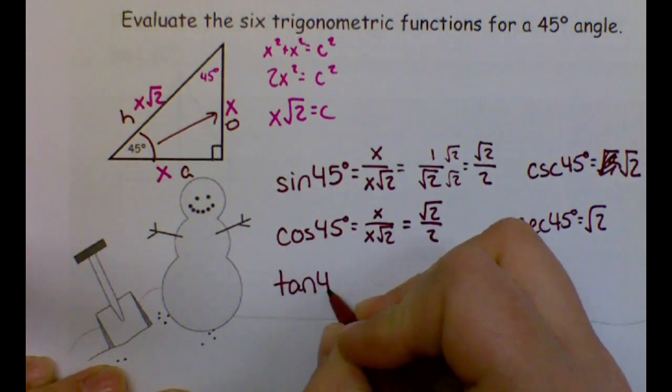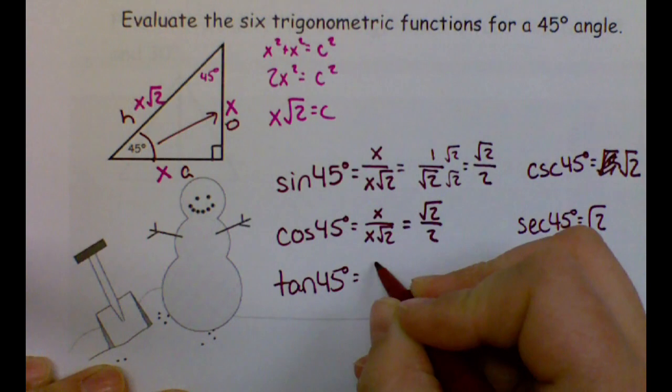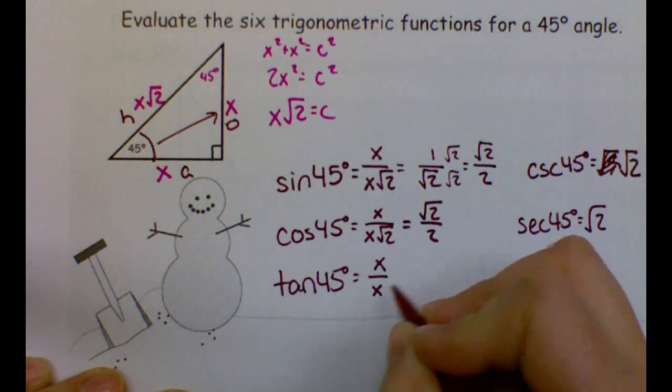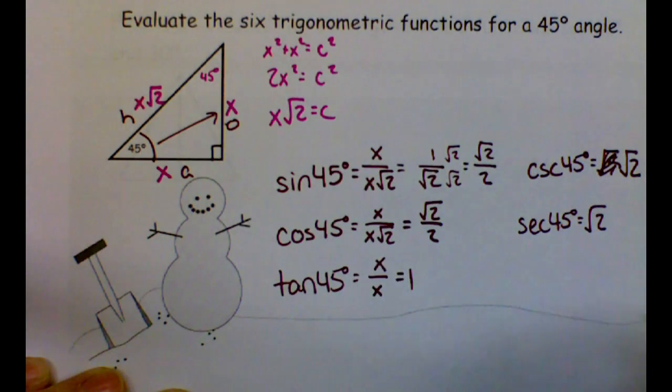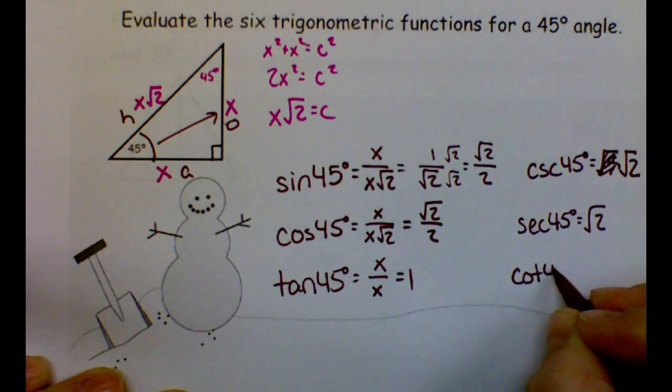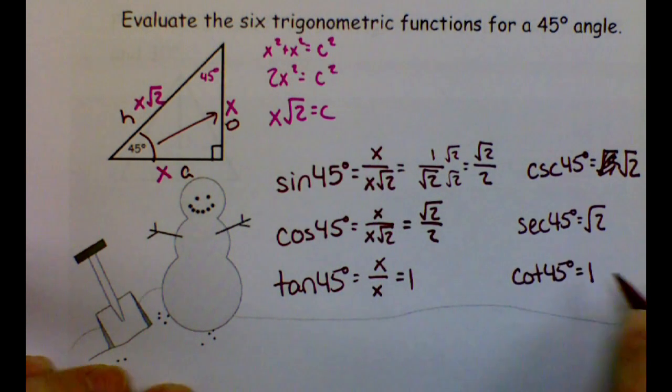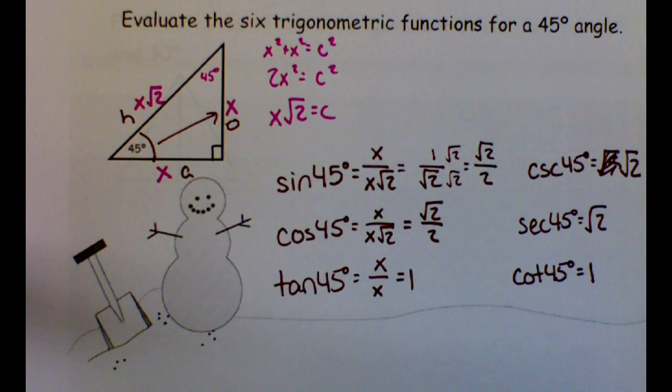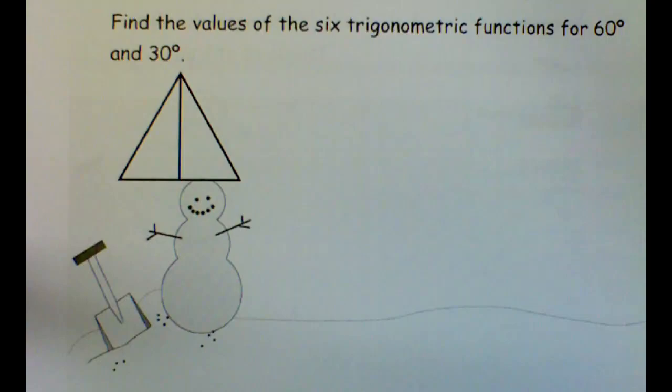And the tangent of 45 degrees is opposite over adjacent, which is x over x, which is just 1. And the cotangent is the reciprocal of 1, which is still 1. Any 45-degree angle has these same trig values.